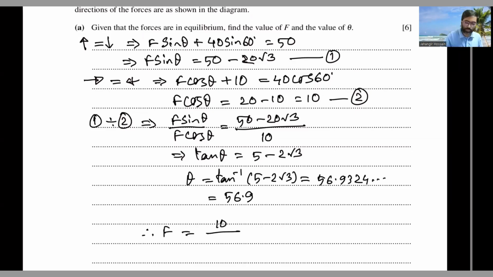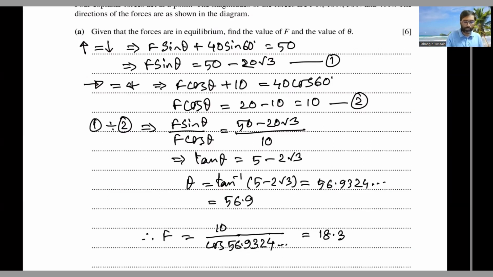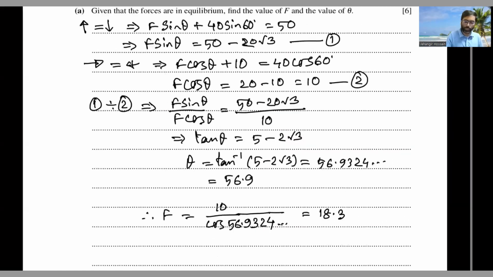So F is 10 by cos theta. While we are calculating F using the value of theta, we need to use a more accurate value of theta with more decimal places, so the rounded answer is not accurate. In that case, F will be 18.2. Okay, correct. So these are the values of F and theta. That's for part a. Now let's move on to the next part.